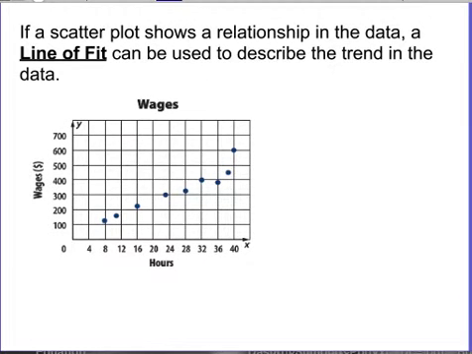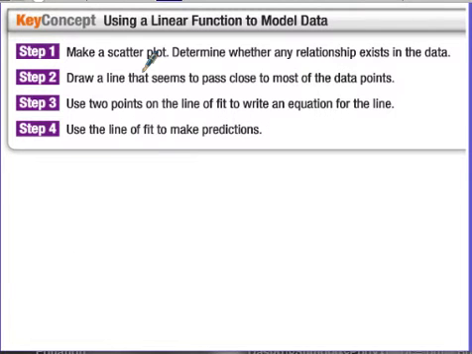So, if a scatter plot shows a relationship in the data, a line of fit can be used to describe the trend in the data. All right? If you look on the next slide, we'll talk through it as we do some things with that graph in just a second. We'll go back to that graph. But on this slide, to make a line of fit, first you have to make a scatter plot. You have to be able to see a visual image of where the data lies on the graph in order to make your line of fit.